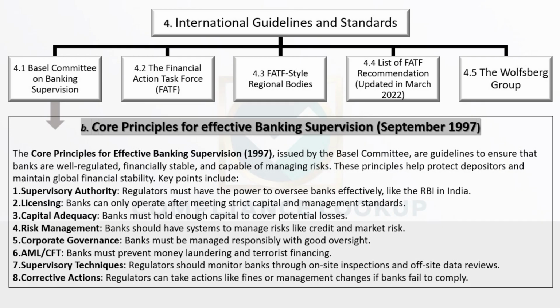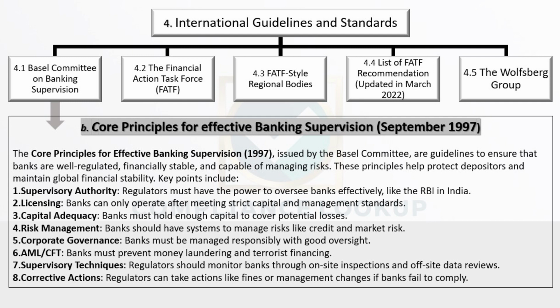3. Capital adequacy. Banks must hold sufficient capital, money set aside, to cover potential losses from risky loans or investments. Having enough capital ensures the bank can absorb losses and still operate, preventing failures that could harm depositors. Example, after the 2008 financial crisis, Basel III introduced stricter capital requirements, ensuring banks have enough financial reserves to avoid another crisis. 4. Risk management.